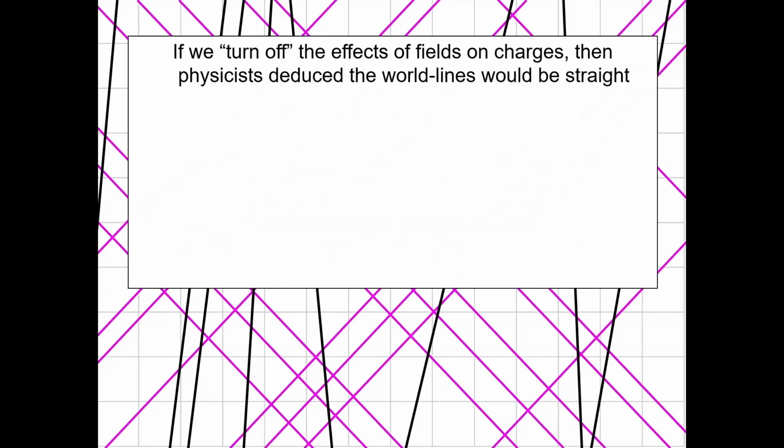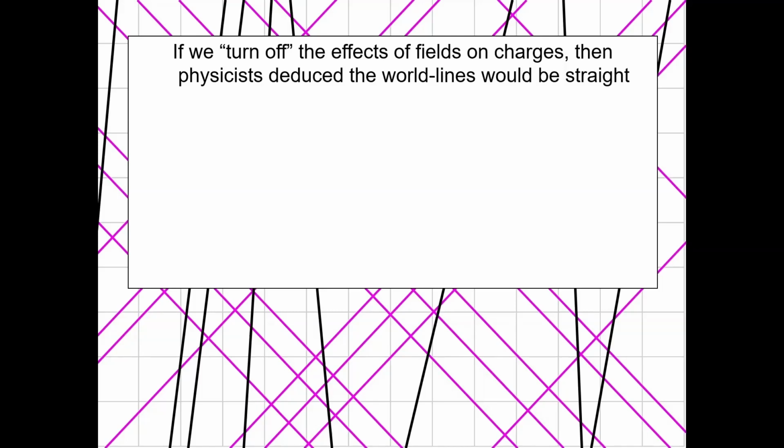If we look at this depiction, then it represents a situation where we turn off the effects of fields on charges. So we magically turned off these effects, these forces, and then physicists deduced the world lines would be straight lines. And the idea behind that is that, as we said, the effect of the field on the charge is to change the trajectory of the world line.